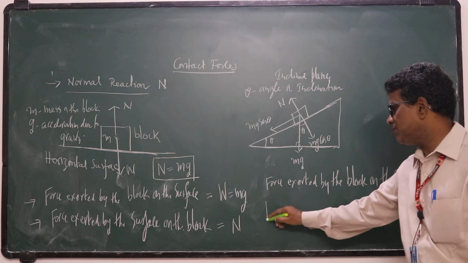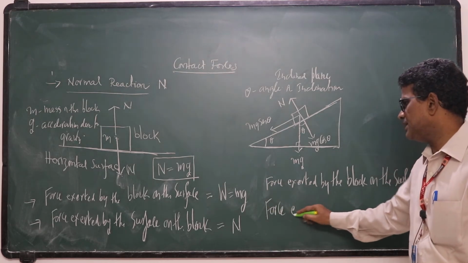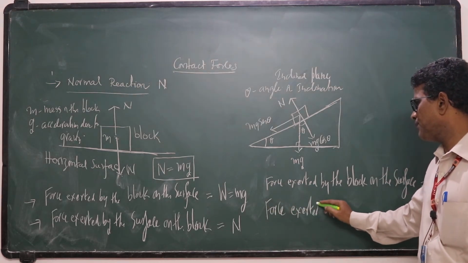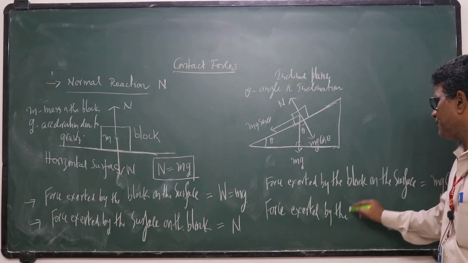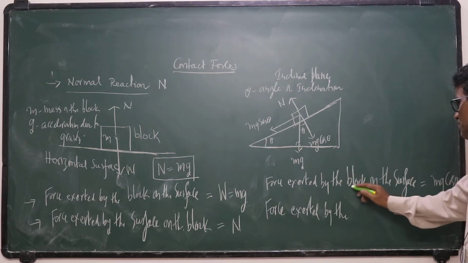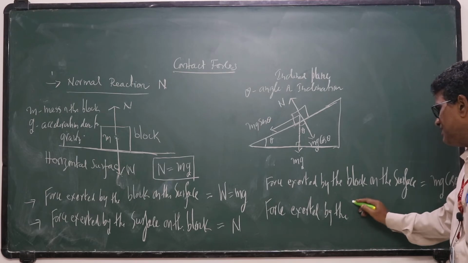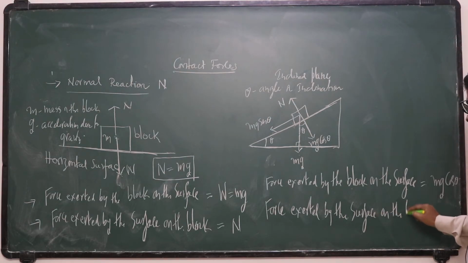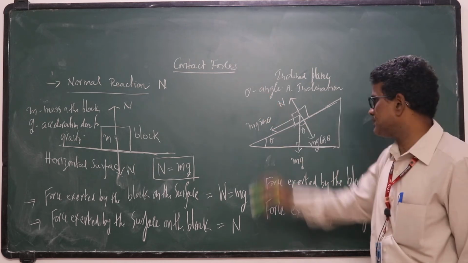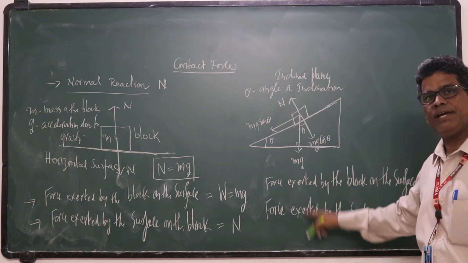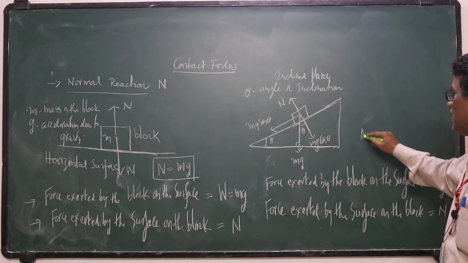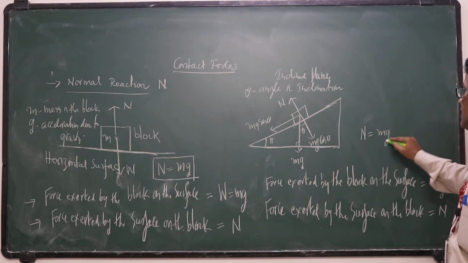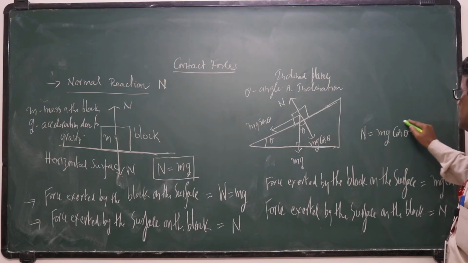Okay, so what is the force exerted by the block on the surface? And the force exerted by the surface on the block, can you say it is N? It is N. This N is called the normal reaction. These two form an action-reaction pair. So under equilibrium, we can say that N is equal to mg cos theta.